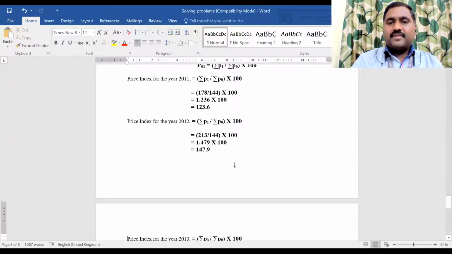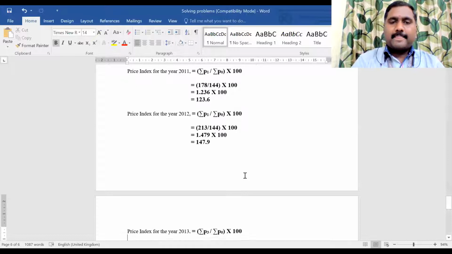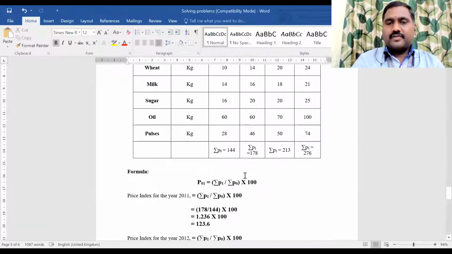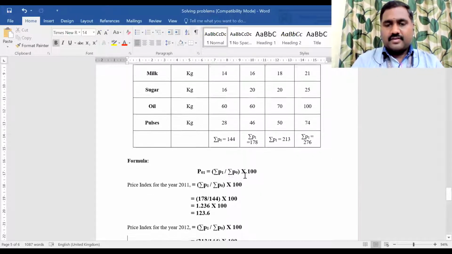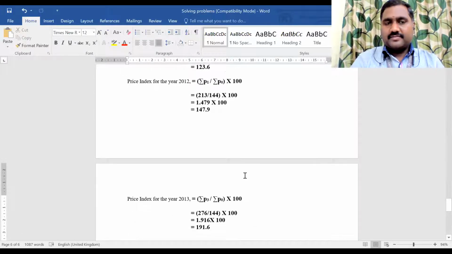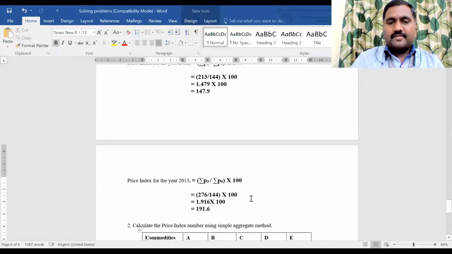The first problem. Shall I move on to the next problem? The next problem is very simple. You can do it and tell me the answer, no issue. So this is the price index for 2011, and I will show the price index for the year 2012 and the year 2013. Okay, if everyone has copied, please tell me, and we will move on to the next problem.